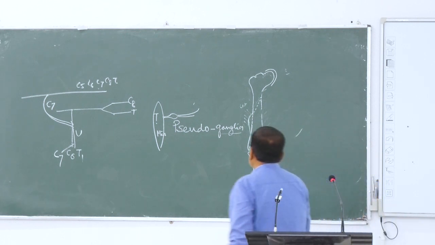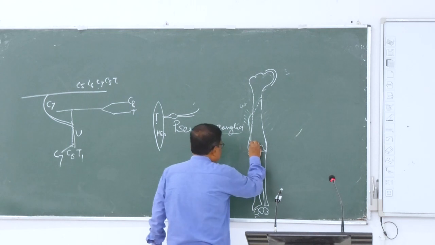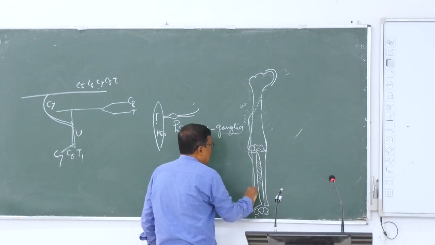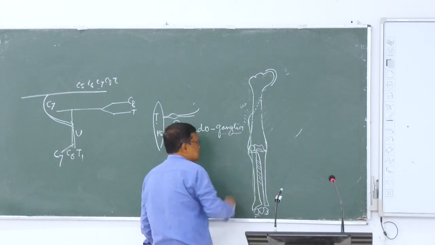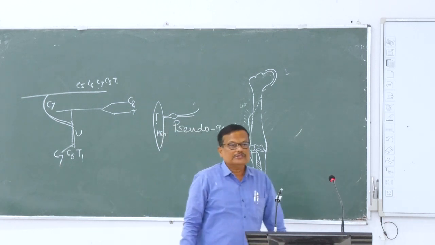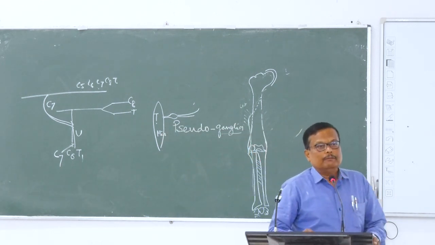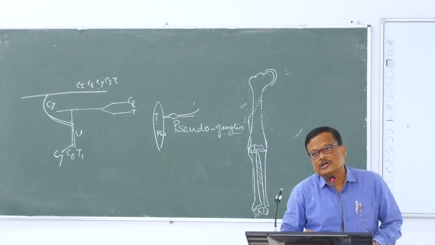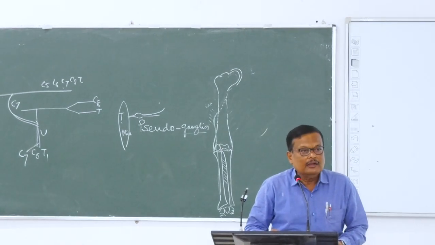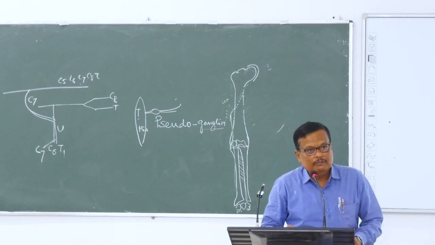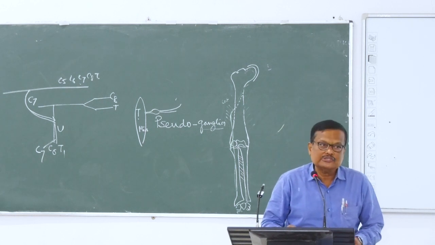One is the superficial branch, and another is the deep branch. What is the other name of the deep branch? Posterior interosseous nerve. Posterior interosseous nerve, right?